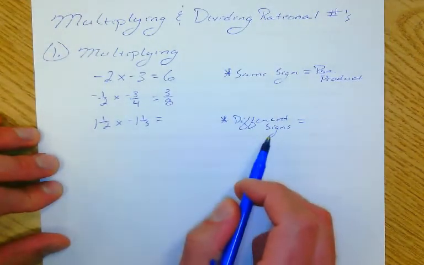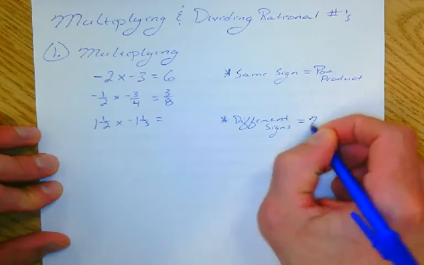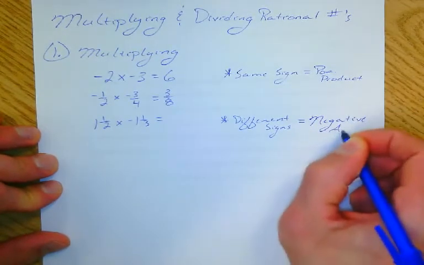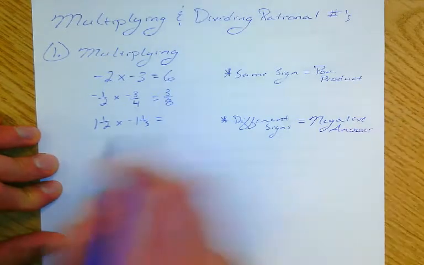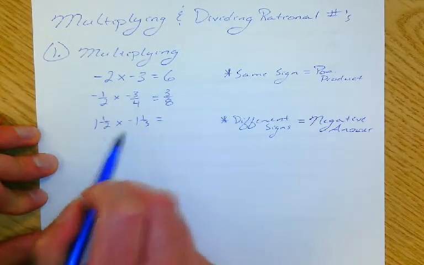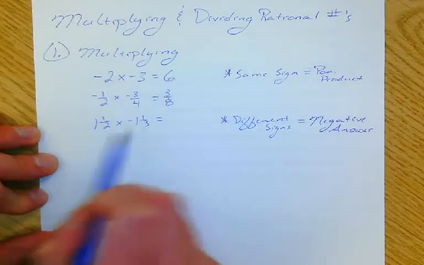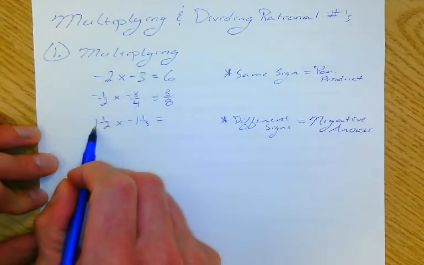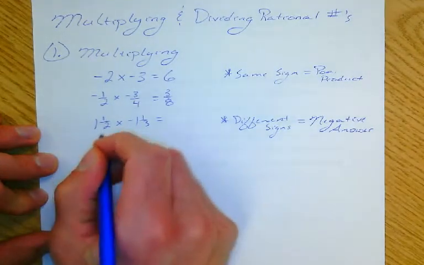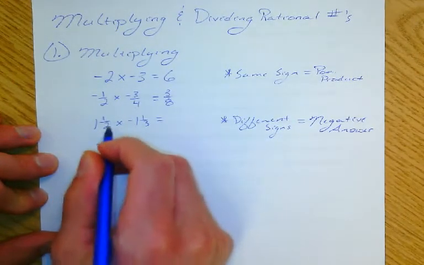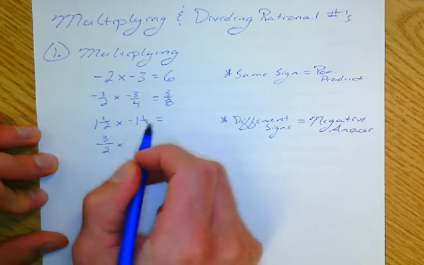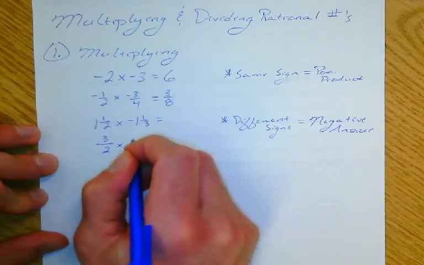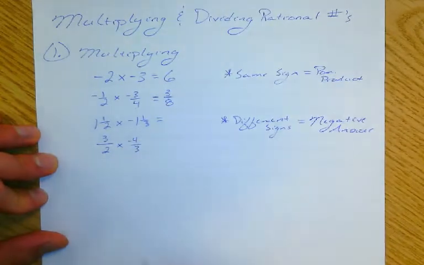Different signs will yield a negative product. So we get a negative answer. And you guys already know this. We know a positive times a negative will give us a negative, but now we've got some mixed numbers. So let's convert them to improper fractions. 2 times 1 is 2, plus 1 is 3, so our new numerator is 3, all over 2, times 3 times 1 is 3, plus 1 is 4, so we have 4/3, and remember it keeps that negative sign.